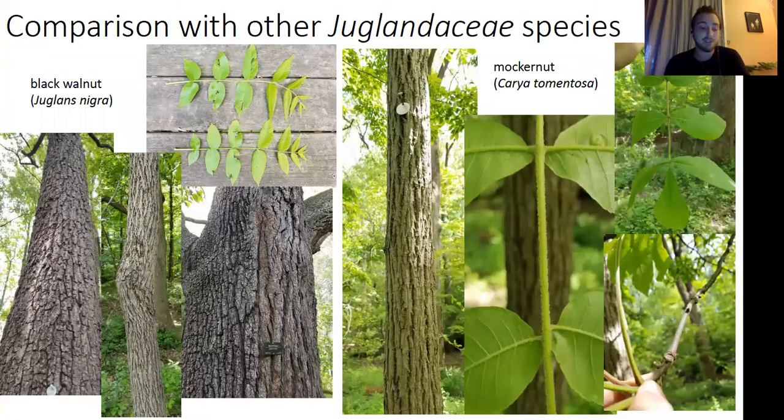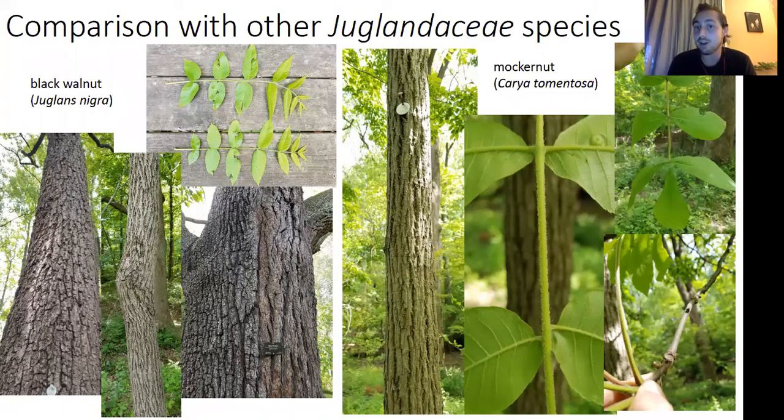In comparison with other Juglandaceae species, so hickories and walnuts, of course we have our black walnut, which has a lot of leaflets, usually more than 11, and usually lacking the terminal leaflet right at the end. So this would be the terminal leaflet on the mockernut. And the bark is usually either gray or very dark, having these very distinctive ridges.